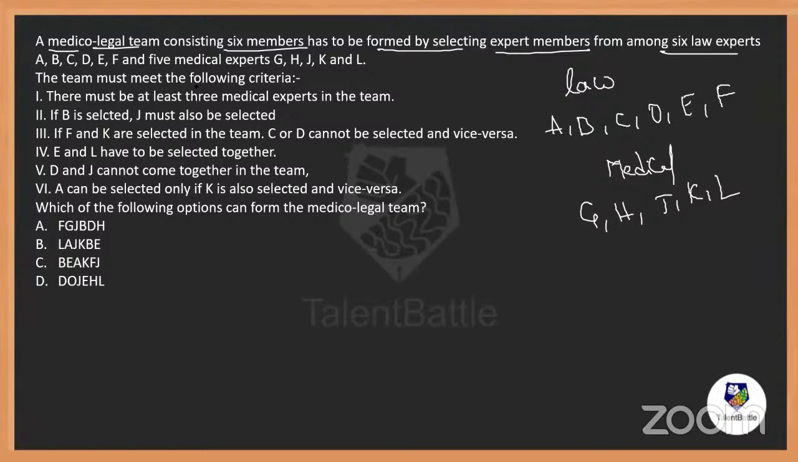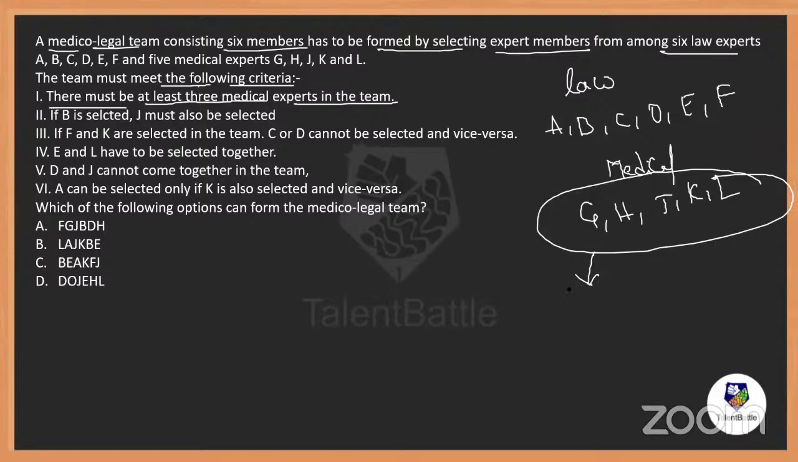The team must have the following criteria. Let's look at the first one. There must be at least 3 medical experts in the team. At least 3 means a minimum of 3 members should be there. Now first look at your options and see which one does not have a minimum of 3 of them. Then just eliminate that option. Have a look: which option does not have a minimum of 3 of them?